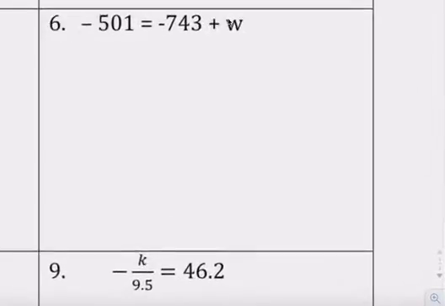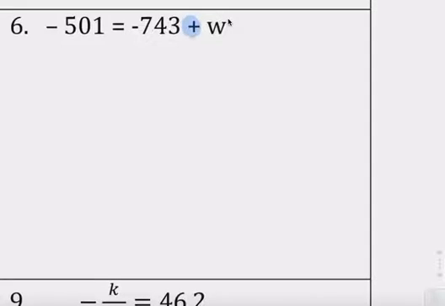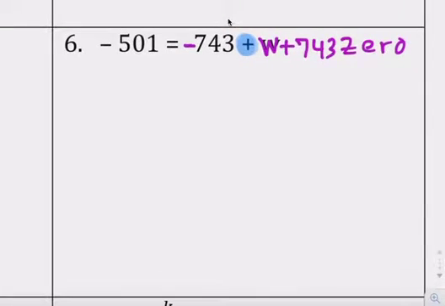Now number 6. When you have a plus or a minus, in this case it's a plus, you make the number on the variable side equal to 0. Here's the number, negative 743. If it's a plus or a minus, remember the goal is to make 0. How do you make this negative 743 equal to 0? It's a minus, so you add 743.